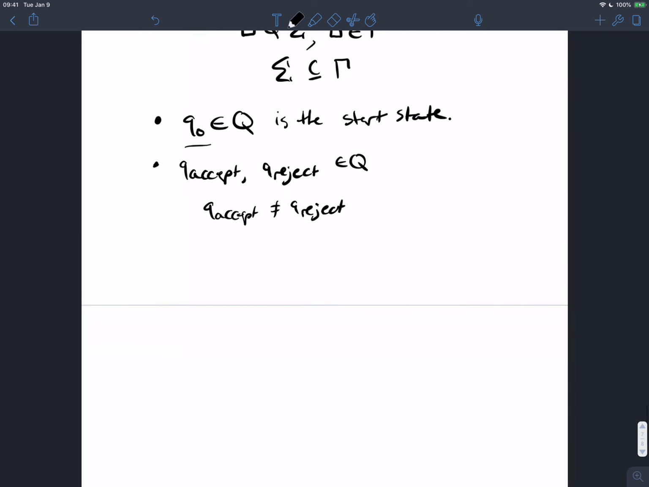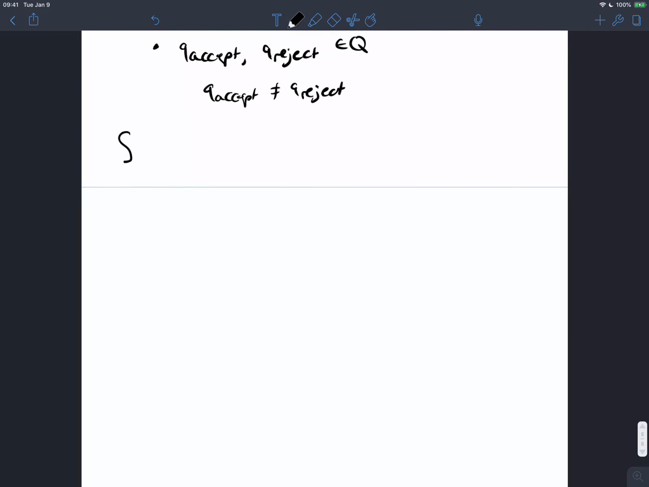Okay? Let's see. So the transition function, as it's called, is going to take the state that we're in, the thing that we read on the tape. It's going to tell us which state to go to, what thing to write down in that cell, and which direction to go. Does that make sense? Okay. Cool. So delta is the transition function where delta takes what two things?